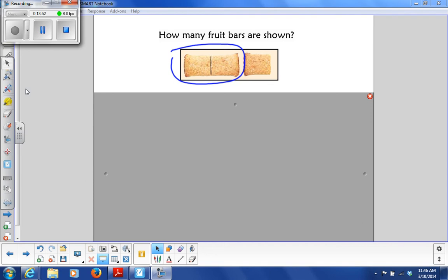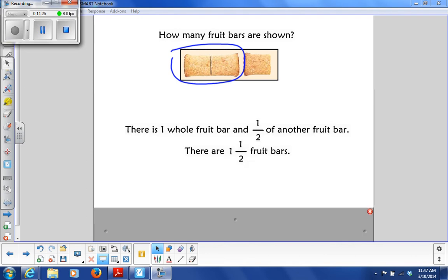Is it 1 2/3? You see three pieces right here? Or is this cut into three pieces? How many pieces is this bar cut into? Two. So what should be on your denominator? Good. Alina, how many pieces do you see here in my whole? 1, 2. How many pieces do you see in my whole? Two. Two pieces. So what number needs to be in your denominator? Okay, so you have a 3. Okay, good. Oops. There's one whole fruit bar and half of another fruit bar. Therefore, there are 1 1/2 fruit bars.